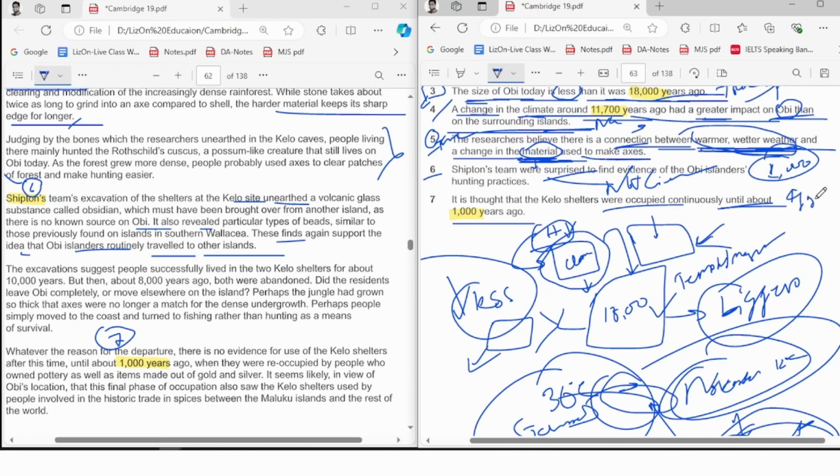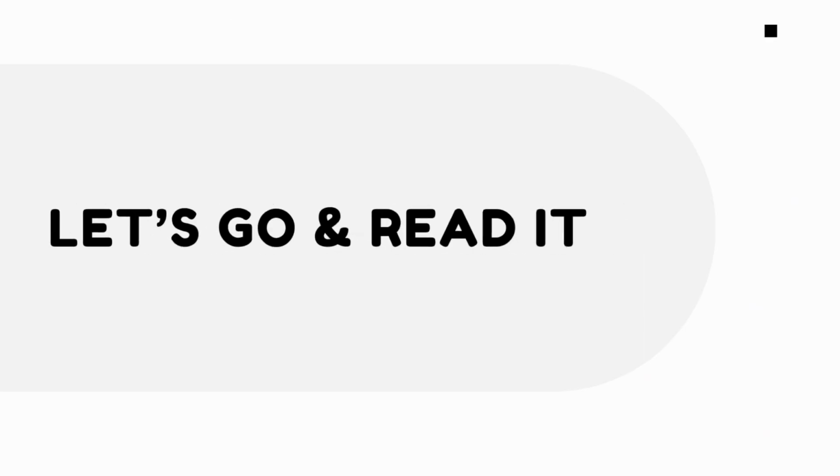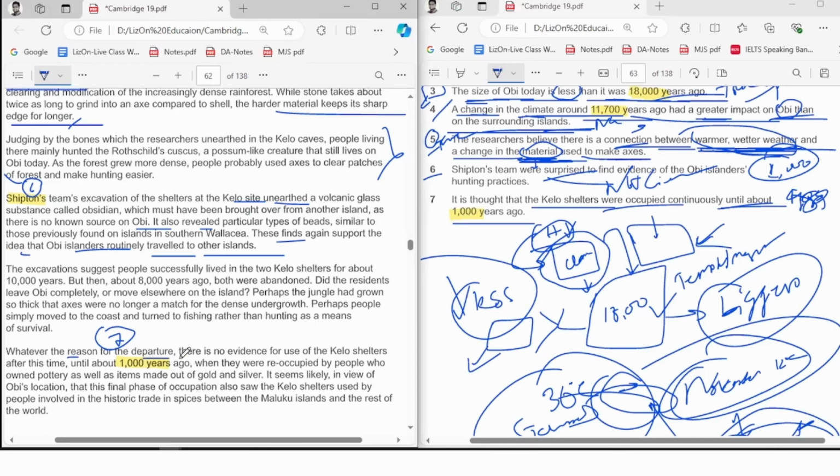Per se 999, after that they didn't do this. You need to look for "it is thought." They're not saying it is sure, they're saying it is thought that the KLO shelters are occupied continuously until... So let's go and read it. Whatever the reason for the departure, they're saying they have departed. There is no evidence for use of the KLO shelters after this time.